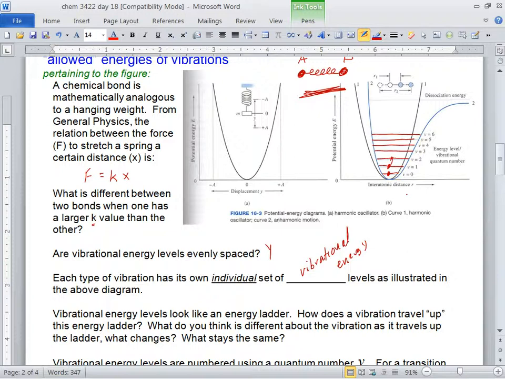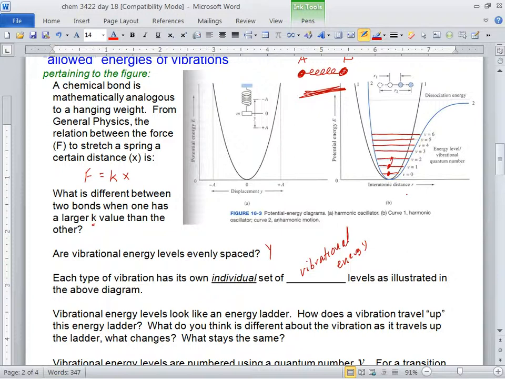No. We kind of already answered it. It has to absorb what energy? What type of energy in the electromagnetic spectrum are we talking about? Infrared. It has to absorb infrared to jump up this energy ladder, right?